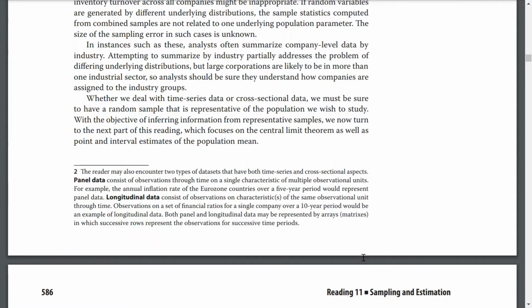With the objective of inferring information from representative samples, we now turn to the next part of this reading, which focuses on the central limit theorem, as well as point and interval estimates of the population mean.